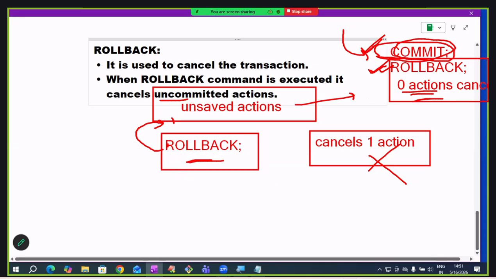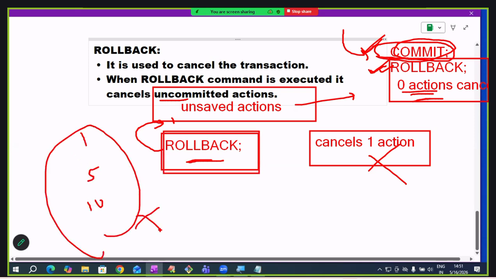So how many actions does rollback cancel? One action, 5 actions, 10 actions? Is there any limit? No, there is no limit like that. It cancels uncommitted actions. If there are two uncommitted actions, it cancels them. If 20, all 20 are cancelled. If 200, all 200. Don't think it cancels only the most recent action.